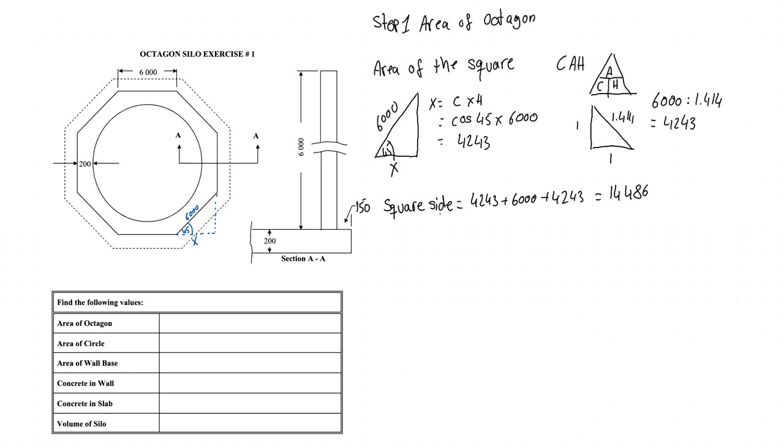So now that we know the length of a side of our square, can we figure out the area of our square? I say yes, we can. Well, area of a square is length times width, right? Or of a rectangle. So we've got 14, and we're going to turn this into meters now. Otherwise, it gets a little bit too complicated. 14.486 times 14.486. And we come out with 209.844 square meters. And that is our first area of the octagon number here. So 209.844, and we're in area, so square meters.